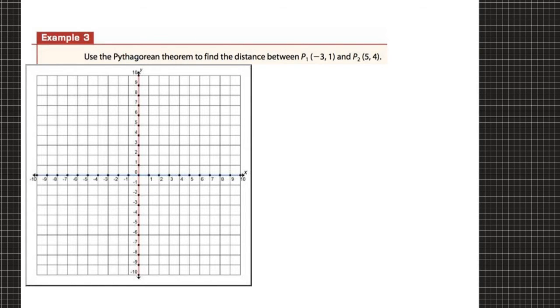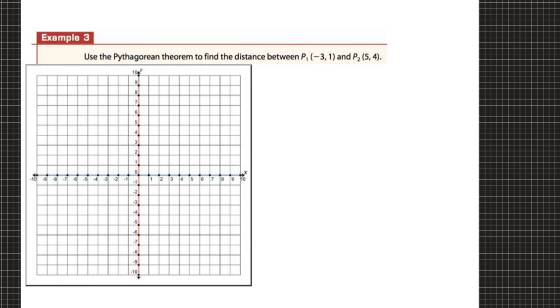Now, in example number 3, it doesn't look like anything we've done so far. You say, oh, you said Pythagorean theorem, and we're going to use Pythagorean theorem, and I don't understand this. Now you've got me graphing points, and what does this mean, and why are we graphing points? Use Pythagorean theorem to find the distance between P1 and P2.